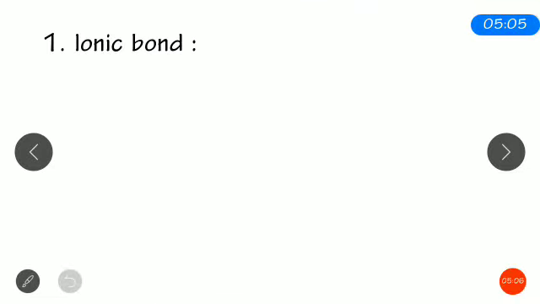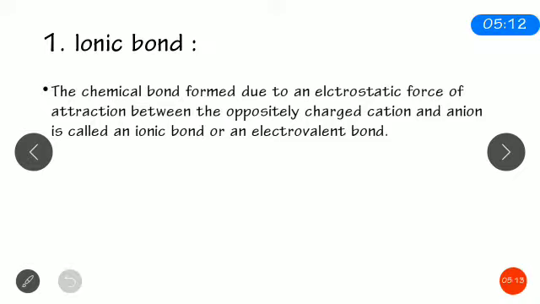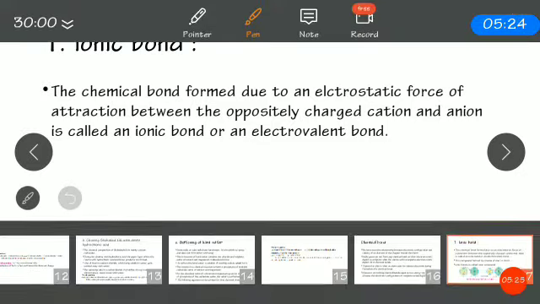So number one, the bond which is formed is ionic bond. So let's talk about ionic bond. The chemical bond formed due to an electrostatic force of attraction between the oppositely charged cation and anion is called as ionic bond or the electrovalent bond. So cat is positive. This is how you should remember. It is called as cation.